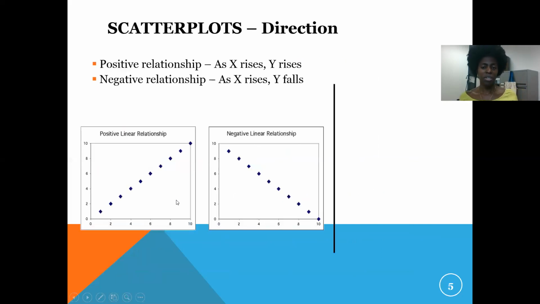So let's look at other examples of direction. In terms of direction, if your x-axis is going up and your y-axis is also going up, that's a positive relationship. In terms of direction, as your x goes up, if your y is going down, that's a negative relationship.